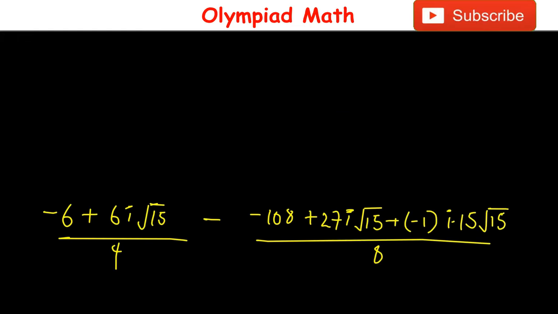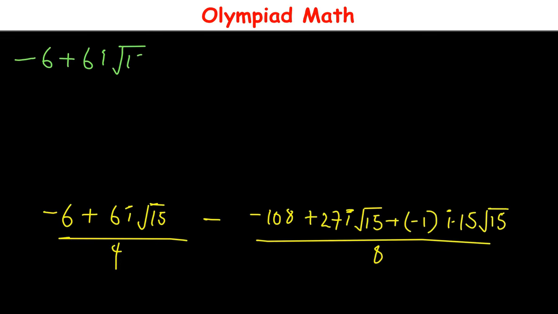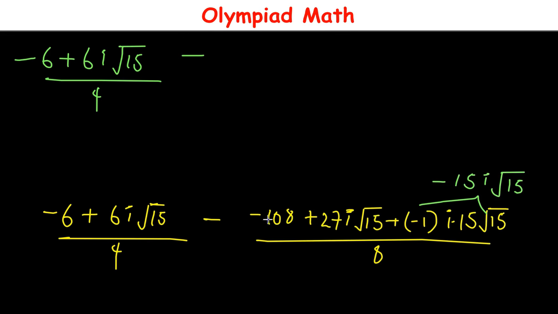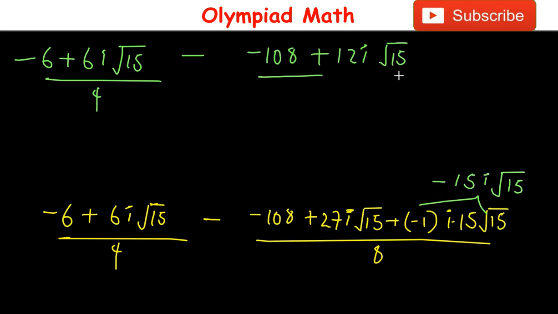Next, we have minus 6 plus 6i times square root of 15 divided by 4, then minus 1 times i times root 15. This will give us minus 15i times square root of 15. And also, we have minus 108 here. So we have minus 108, then plus 27i root 15 minus 15i root 15 will give us plus 12i root 15 divided by 8. And by the way, this is equal to 12.